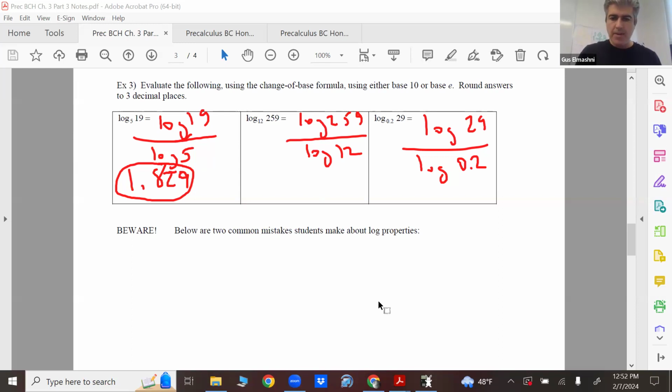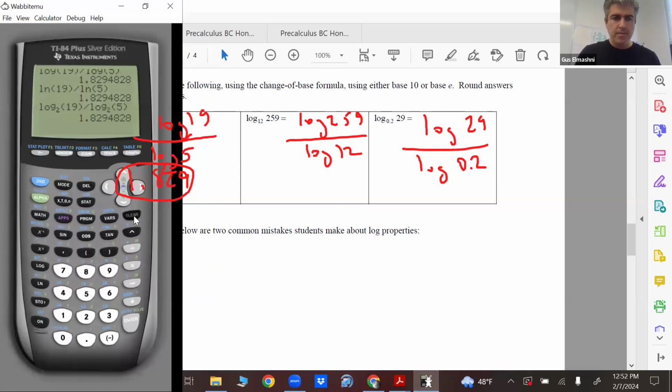Next up, we'll do this in the calculator. So you get those as your answers.